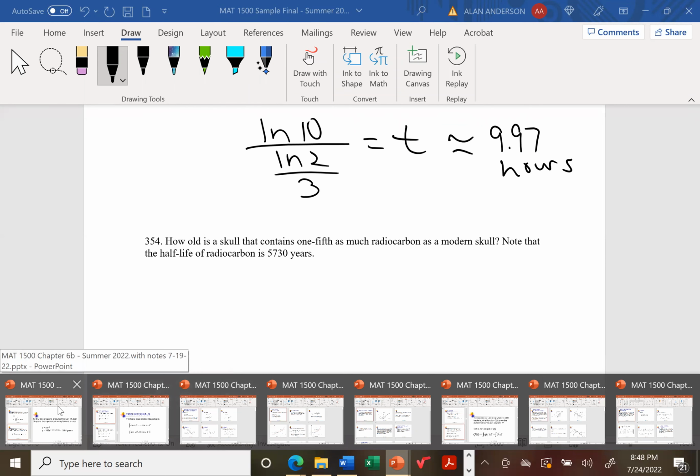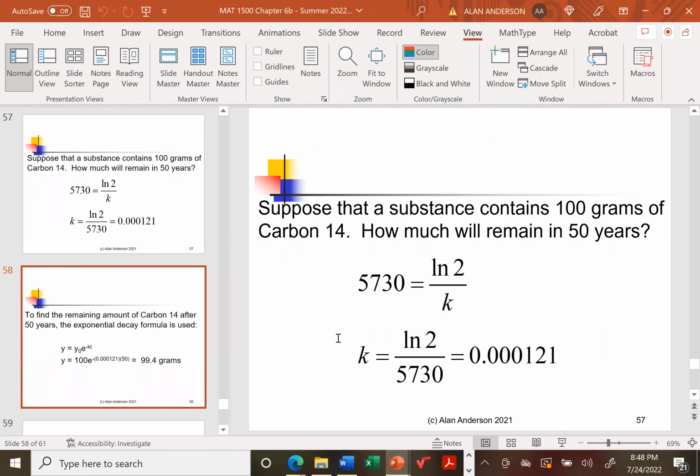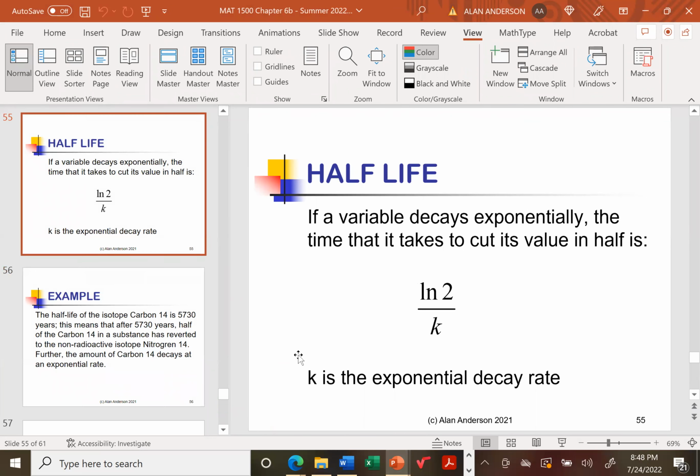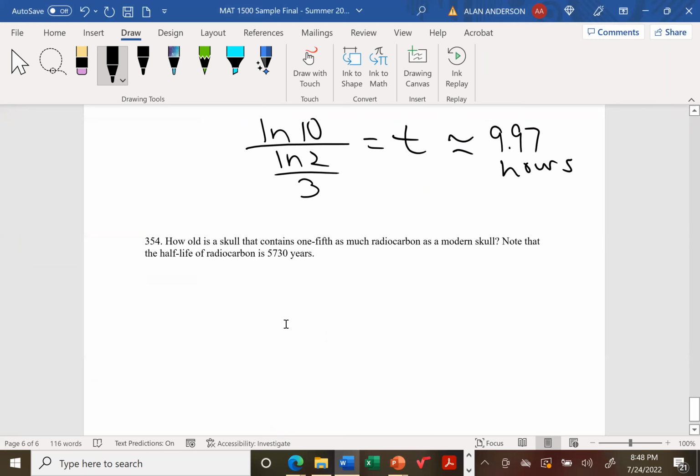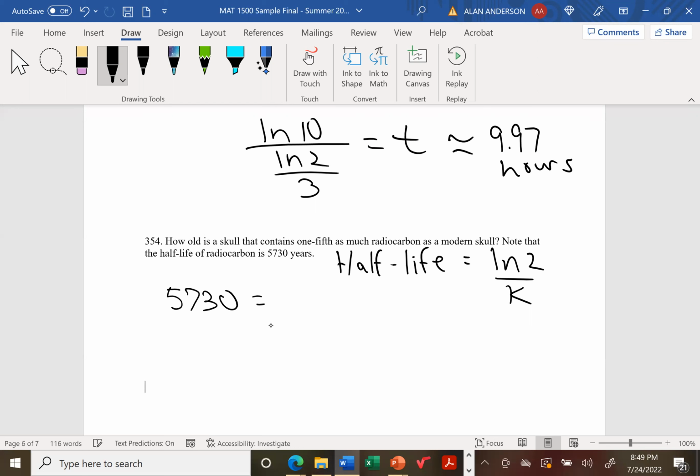How long does it take for the radioactive content of an element to reduce to half its original level? The half-life is log 2 over the growth rate. Okay, so that's an important detail. So again, log 2 over k. They're telling us that that's equal to 5730. So every 5,730 years, the amount of radioactivity is reduced by a half.